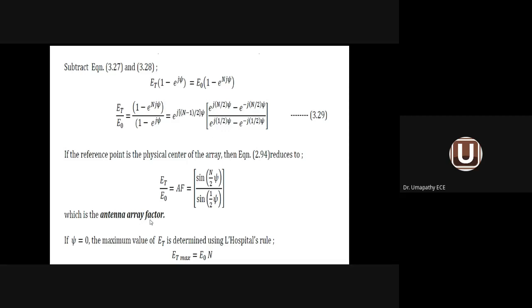Then we want to find the antenna array factor. What is the antenna array factor? Antenna array factor AF equals ET by E naught, only the sine part. You can see the sine part: sine (n by 2 psi) over sine (1 by 2 psi). So this angle part is called the array factor. I want to find the maximum value, ET maximum. ET maximum equals E naught into n. What is n? n is this value, the antenna array factor.